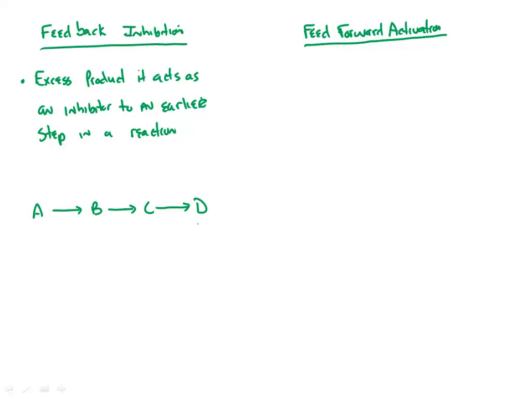So for instance, this molecule, oops, I have to be careful. So let's use a different color. This molecule acts as an inhibitor for enzyme 1. So if we say that there's different enzymes controlling this reaction, enzyme 1, enzyme 2, enzyme 3, then what happens is that the molecule D actually acts as an inhibitor for an earlier reaction step.